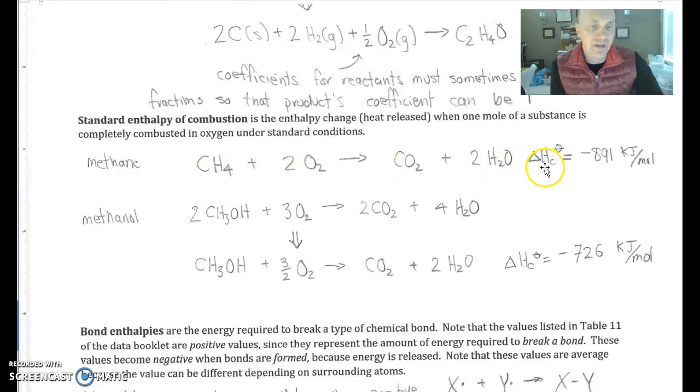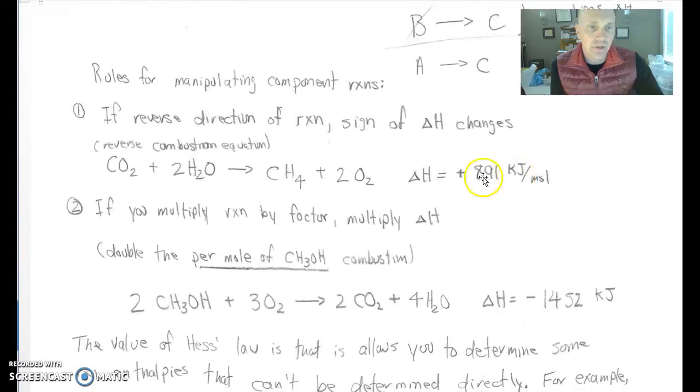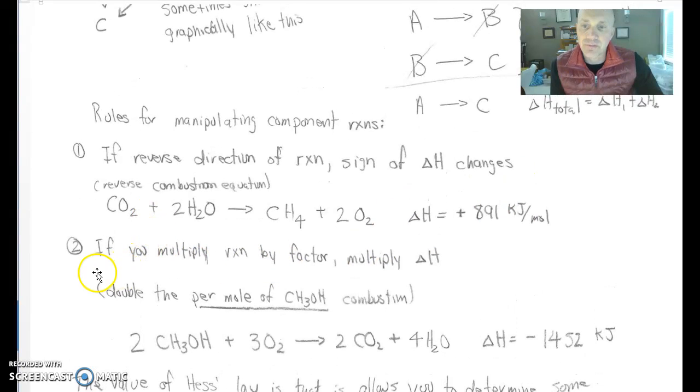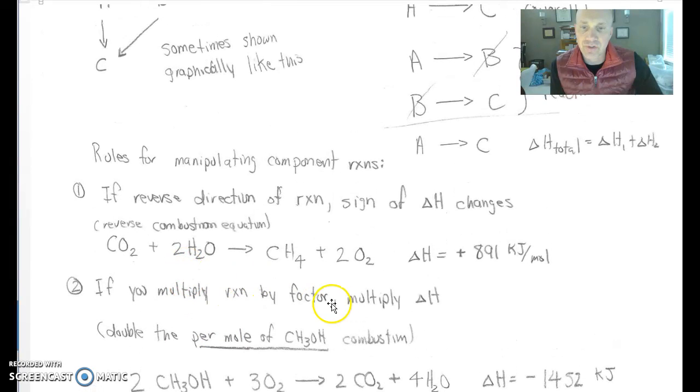If this is the standard enthalpy change of combustion for this reaction, then if we show it as the reverse, all we have to do is change the sign. So we're going to go from a negative 891 to a positive 891. The other thing is sometimes you might occasionally need to multiply things by a certain factor, and if you do that, you're just going to multiply the delta H as well.